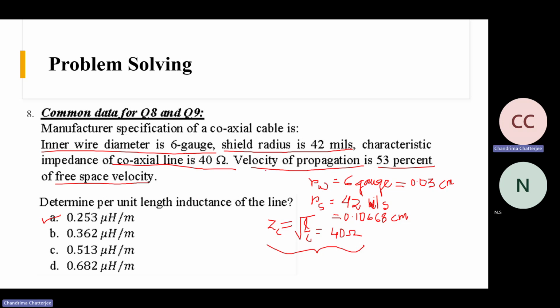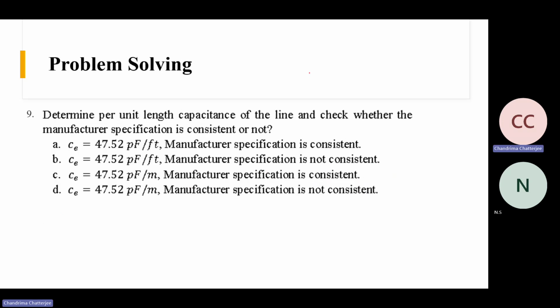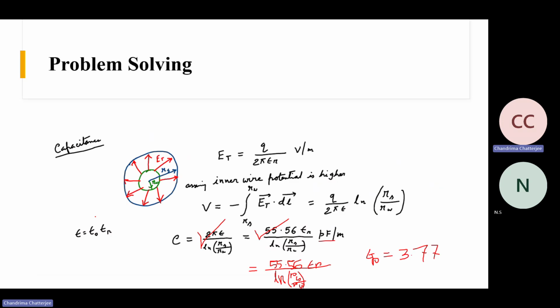So let's see. I think there are two questions. So in the next question, we will see. Determine per unit length capacitance of the line and check whether the manufacturer specification is consistent or not. Okay, so what does it mean? Ce we will have to find out first. So what is Ce? This is the expression, right? We just used it in the last question.